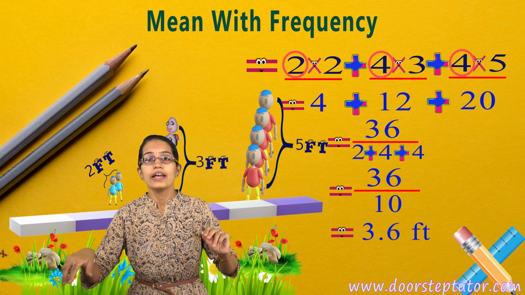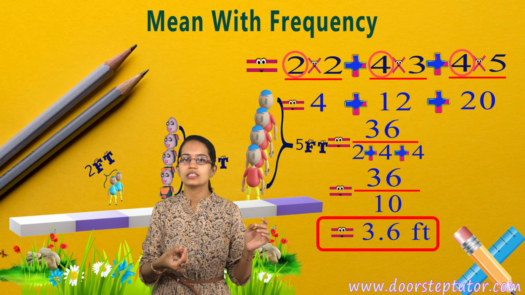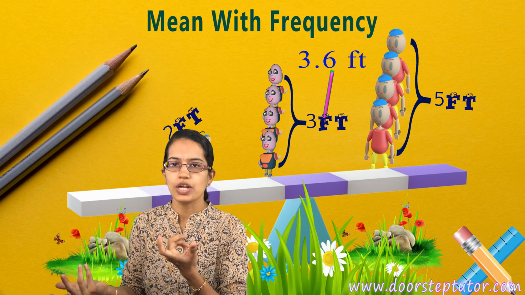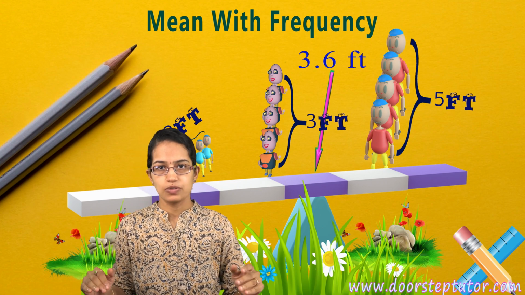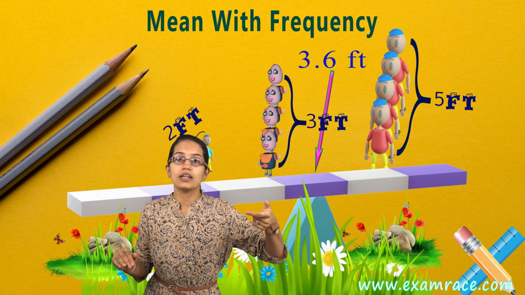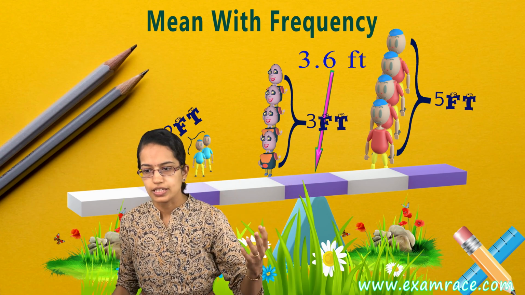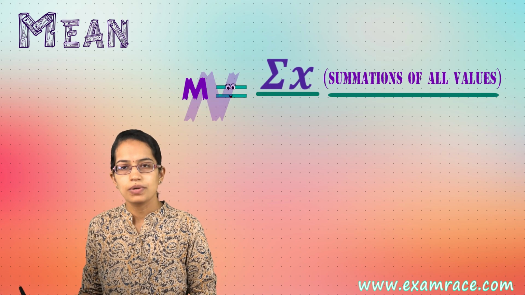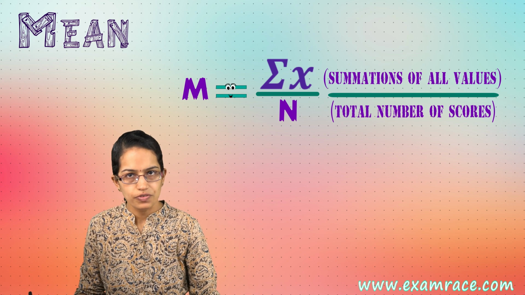So this becomes my mean, and when I have the pointer on the rod, I can adjust it towards the side more than 3 feet and less than 5 feet, and it would be somewhere between 3 and 4, at 3.6. And that is my mean with the frequency that I have calculated. So you have the same number, 2 feet height, but there are more than 1 kid. So we consider this as frequency. Clear? Now, how do we express mean? Mean is simply expressed as summation of x divided by total number of scores, or the summation of all the heights in this case divided by the total number of kids that are present.